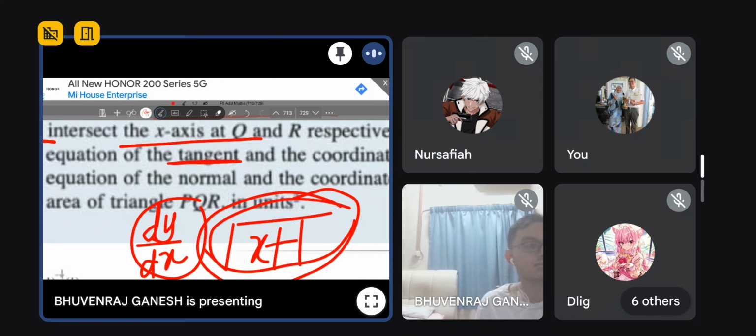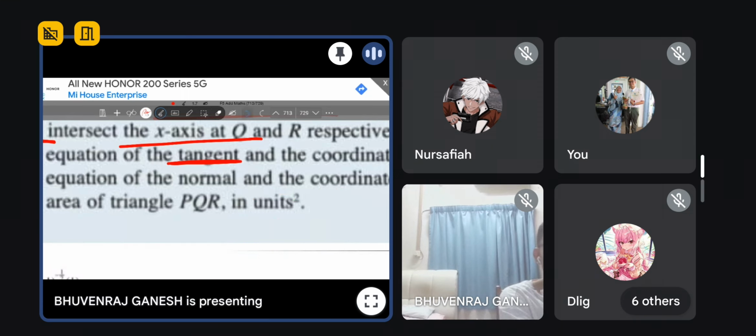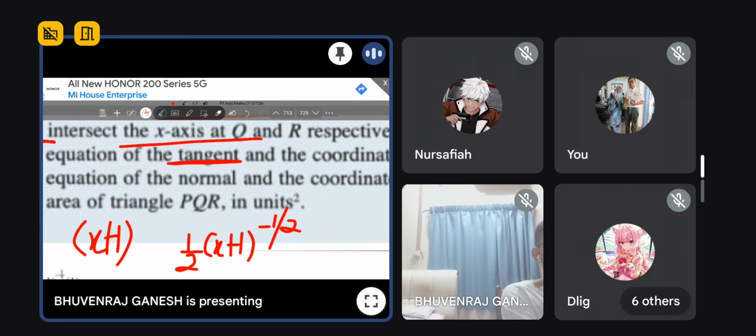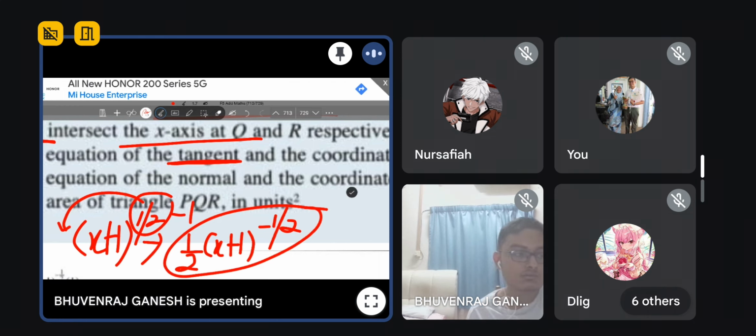Bukan x plus 1 sahaja. Yang ni ada punca kuasa tau. Punca kuasa 2, square root. So when you differentiate square root, yes, that is the correct answer. Kamu akan dapat half x plus 1 kuasa negatif setengah, because kamu boleh tukar dari bentuk surd ke bentuk index. Kuasa pindah depan, power put in front, power minus 1, kuasa tolak 1, then you will get the answer. Fraction down, go up.